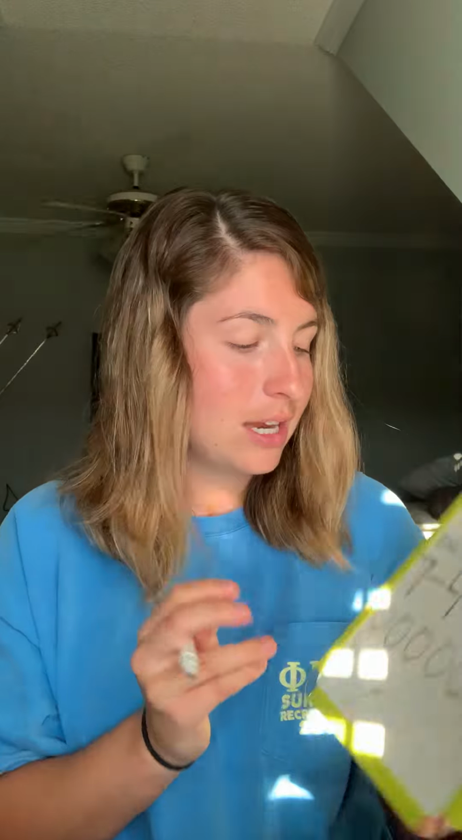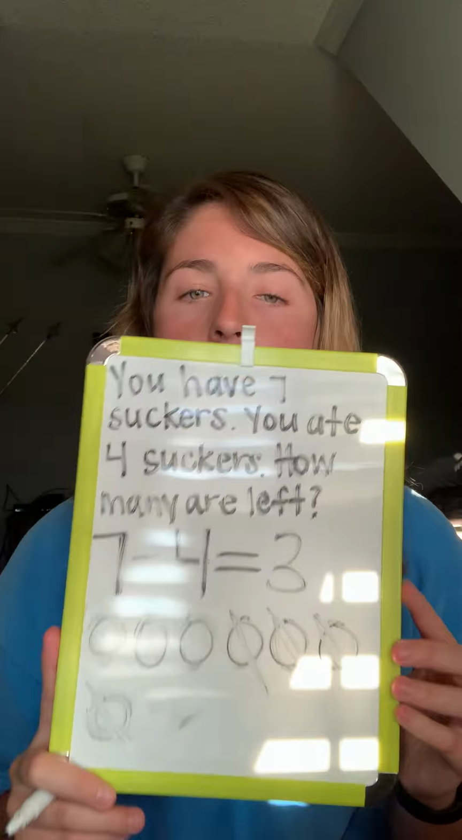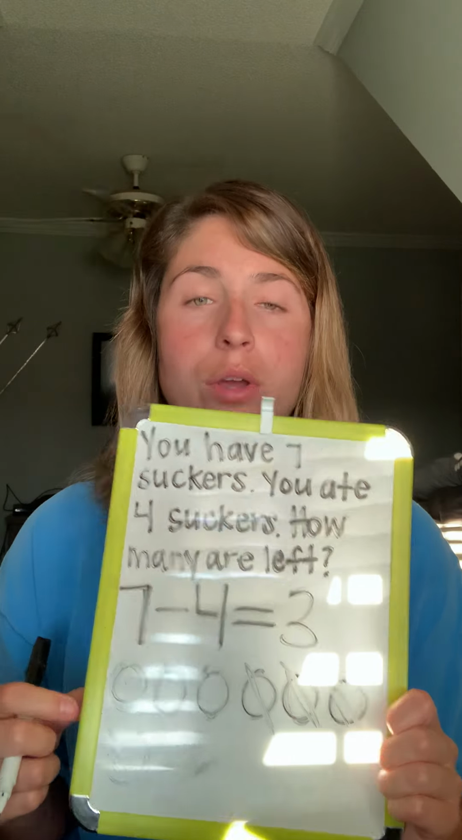Okay, every time I solve that problem, it will always equal 3. 7 minus 4 will always equal 3, whether you are drawing it, whether you're counting it out, or however you're solving it. 7 minus 4 will always equal 3. If you didn't get that answer, you need to go back, watch what I did, and double check your work.